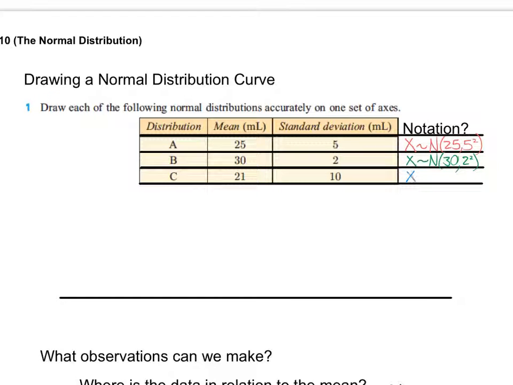And then finally we would have X distributed normally, and what would this one be? 21 and 100. Good, 100 or 10 squared, however you prefer there. Okay?